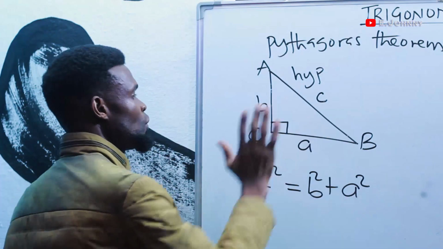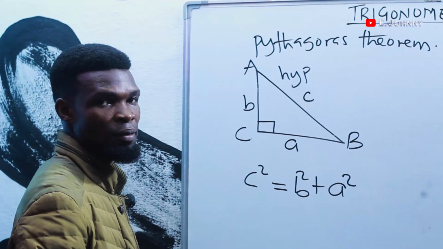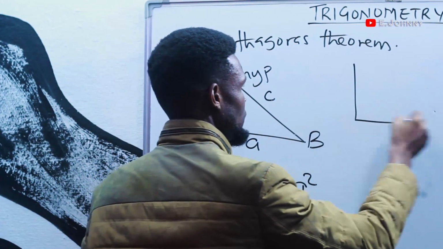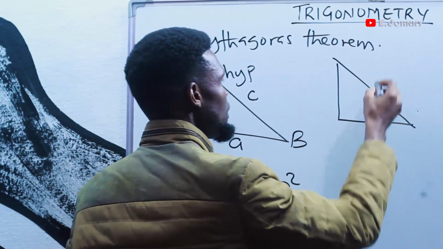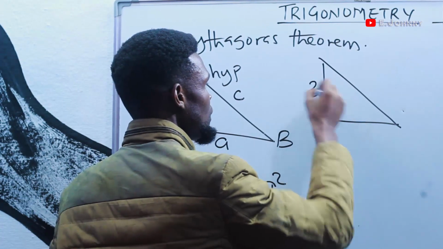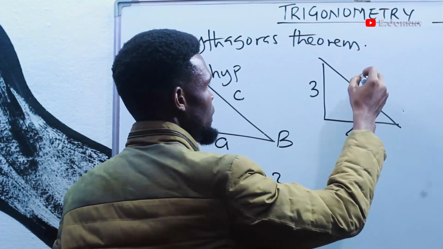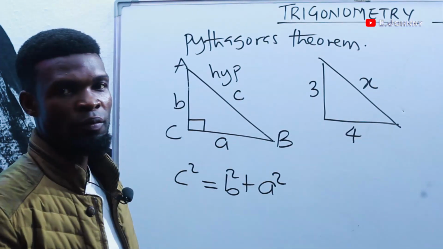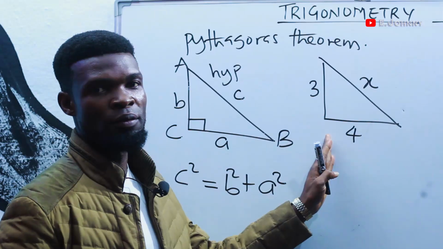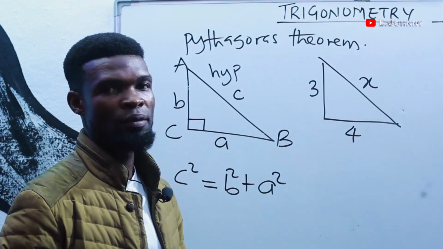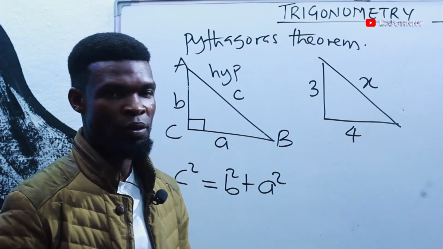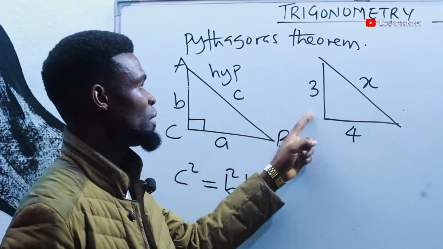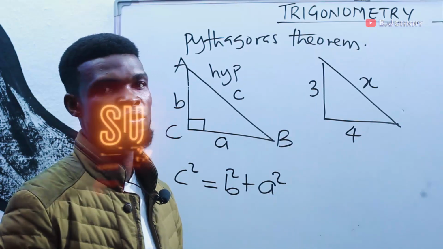Now, how do I use this Pythagoras? If I am given, say, a right-angled triangle, and then this place is given to be 3, this place is 4, and then I am asked to find this place. I don't know, I call it x. Two sides are given. I am to find the remaining side. How do you solve it? You must use Pythagoras theorem whenever you are dealing with the sides of a right-angled triangle.